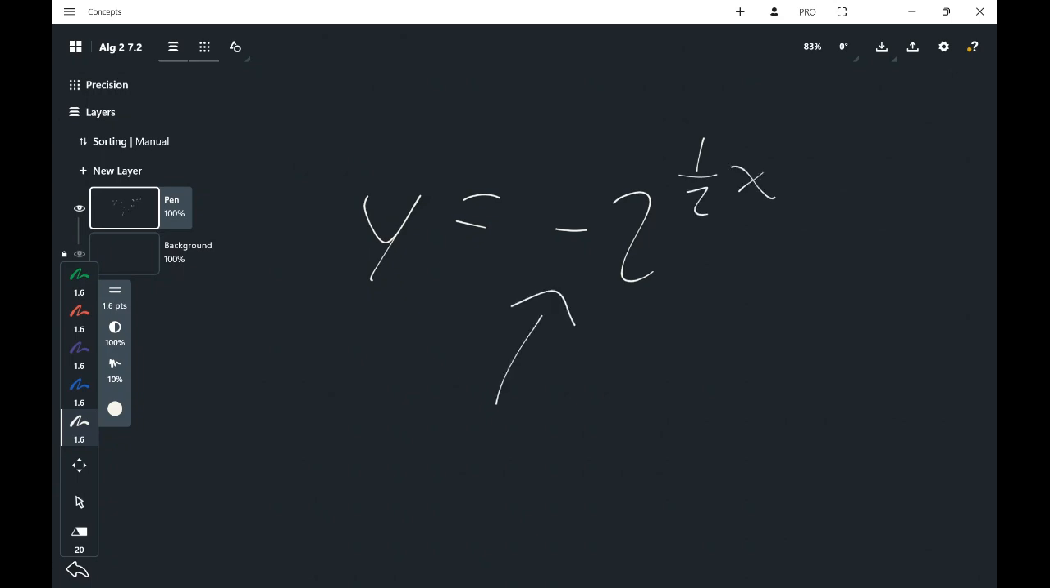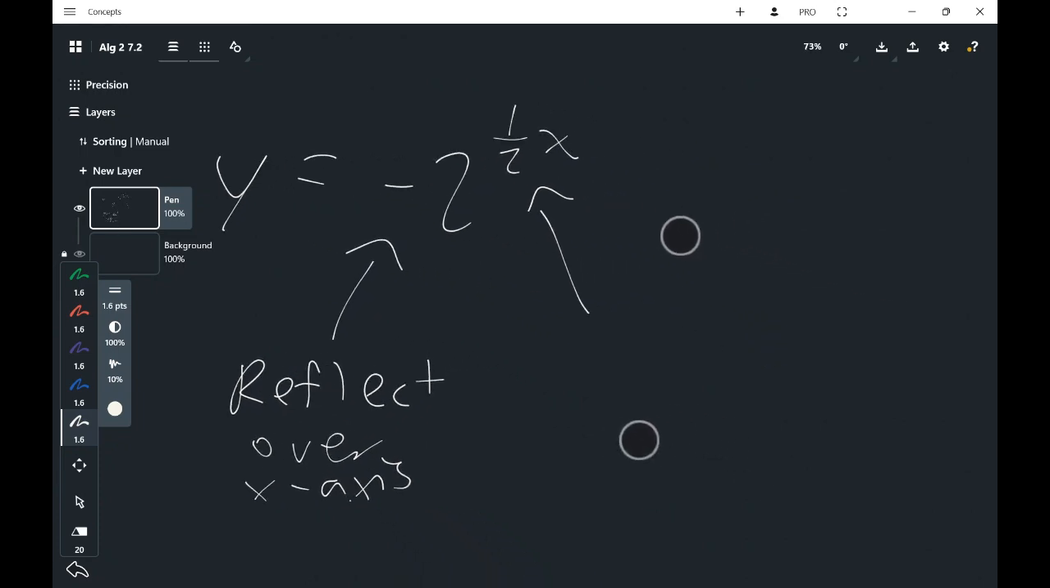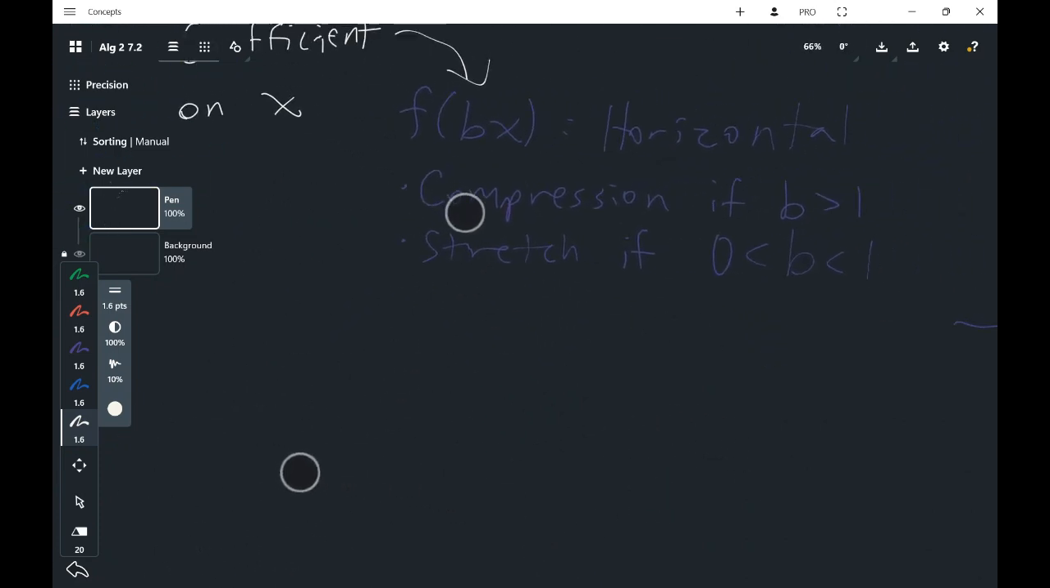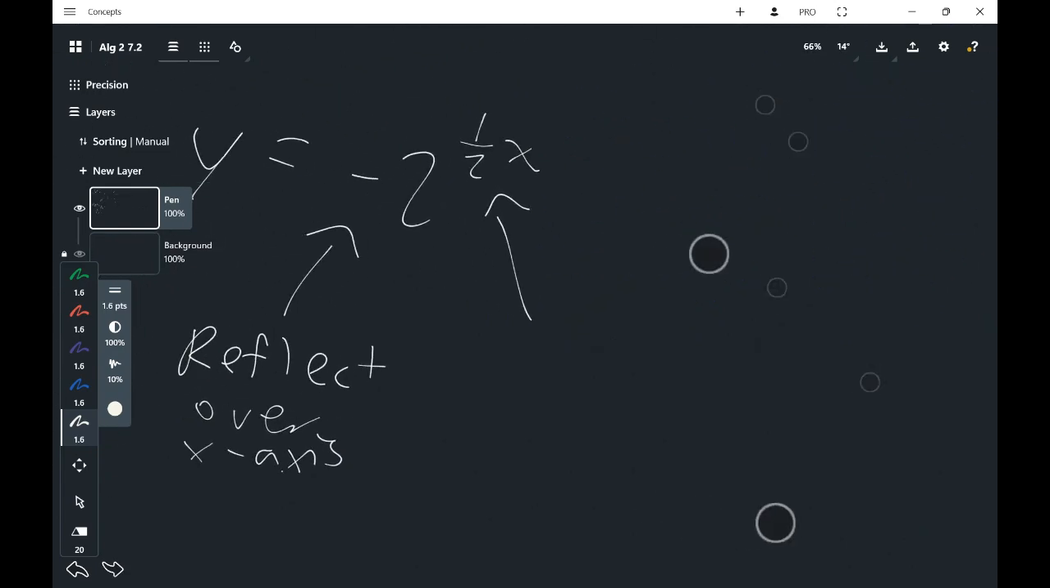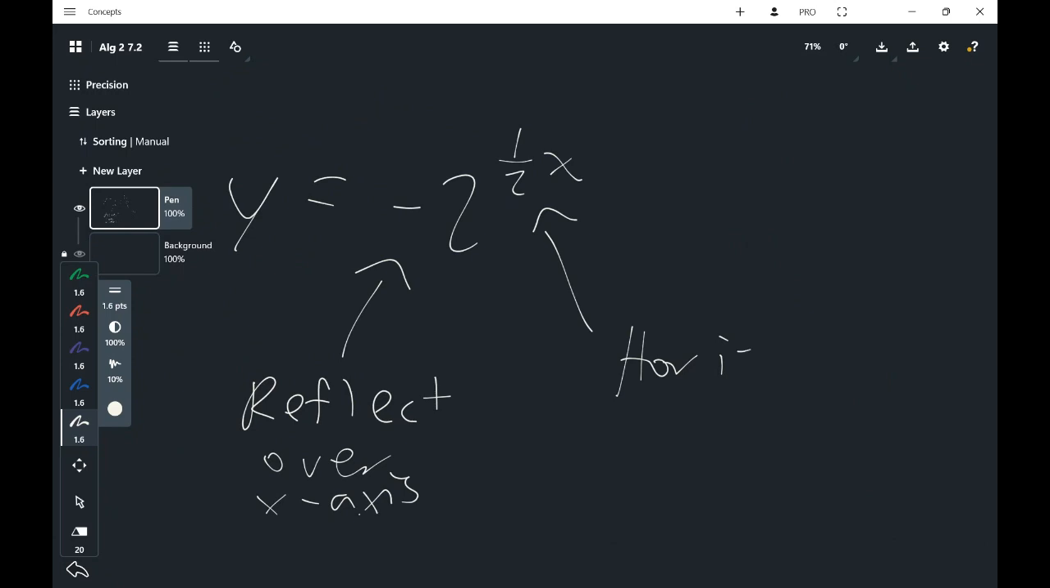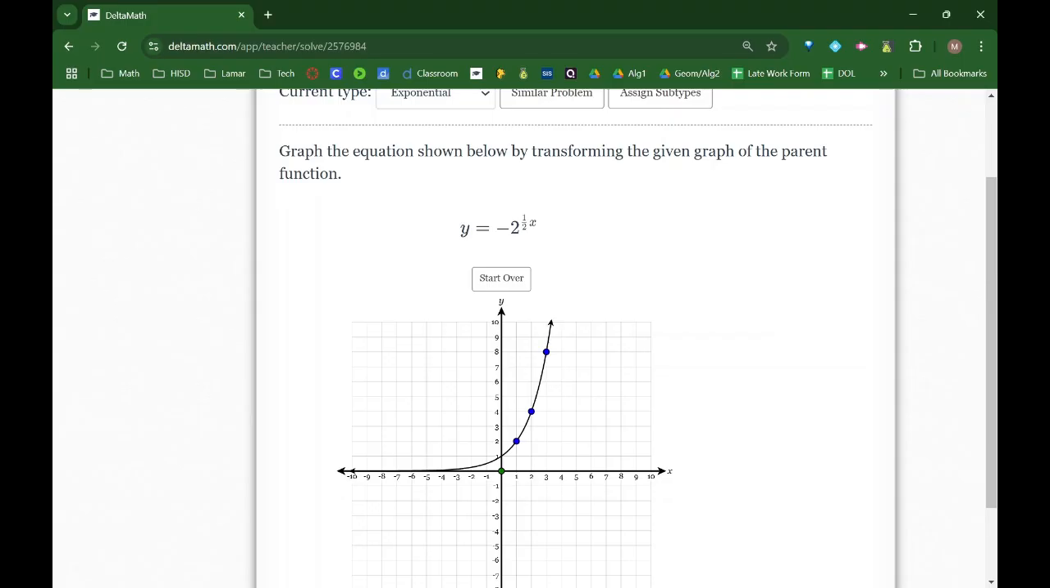That negative in front of the function means we're going to reflect over the x-axis. And that 1 half next to the x, remember, this is the horizontal case for dilations. But if it's a 1 half that's between 0 and 1, that's going to be a horizontal stretch. So it's a horizontal stretch by a factor, if I'm going to be really technical here, I would write by a factor of 2.